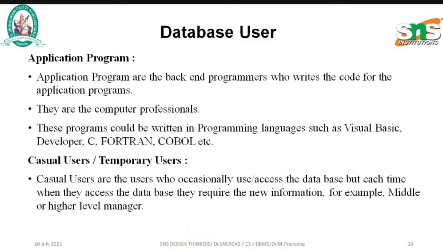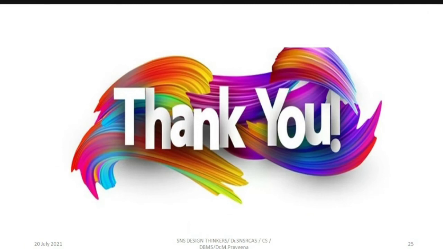Next, we are going to see about application programs. These are the backend programmers who write the code for the application programs. They are computer professionals, and these programs could be written in programming languages such as Visual Basic, C, Fortran, COBOL, etc. Next, let us see about the casual user or temporary users. They are users who occasionally access the database, but each time they access the database, they require new information. For example, middle or higher level managers. These are the roles and responsibilities of the database users.